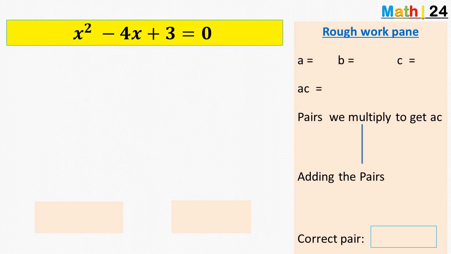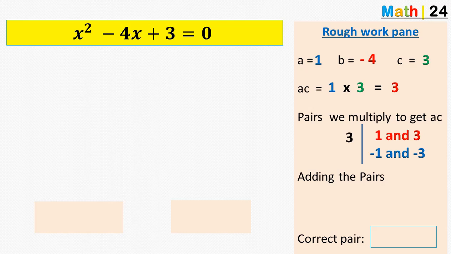We have x squared minus 4x plus 3 equals 0. So moving on to our rough work plane, we have a equal to 1, b equals minus 4, and c equals 3. We now look for AC. AC is a times c, so we have 1 times 3 giving us 3. We now look for the pairs of factors of AC such that when we multiply we have AC. So the pairs of factors of 3 that when we multiply we have 3 are 1 and 3, and we equally have minus 1 and minus 3.